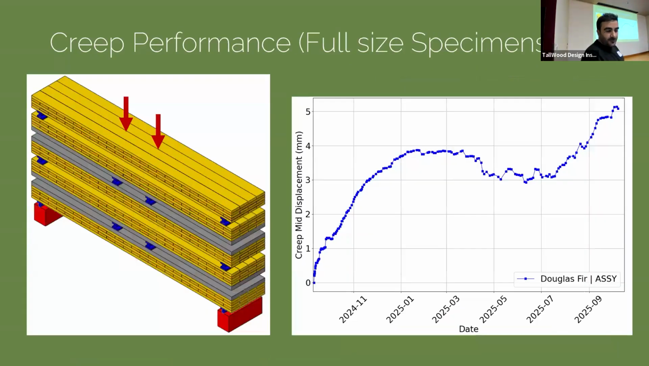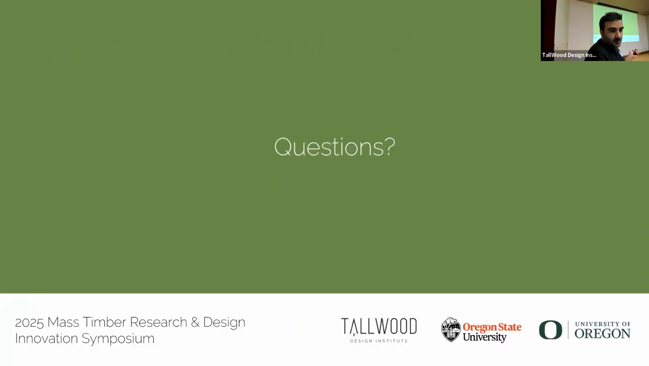And I also have the results for the full-size creep specimens. This creep data belongs to the bottom composite specimen. I'm using one of the SDS connectors, and this is the result of the creep for over a year. It's still ongoing. We have different trends, and we believe, again, it's because of the seasonal effect.